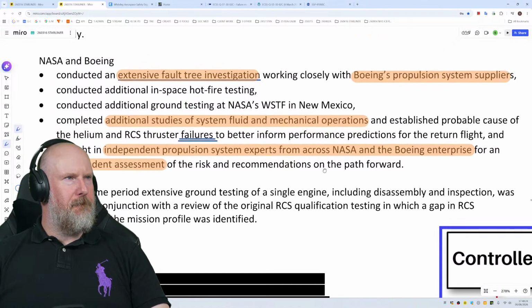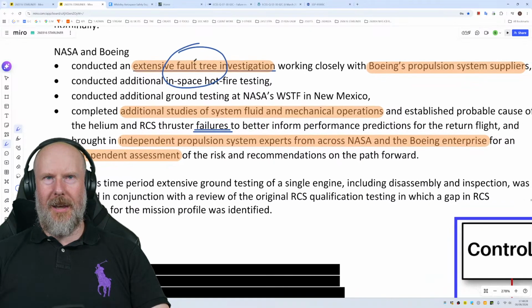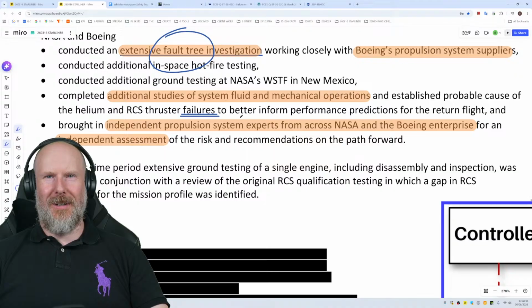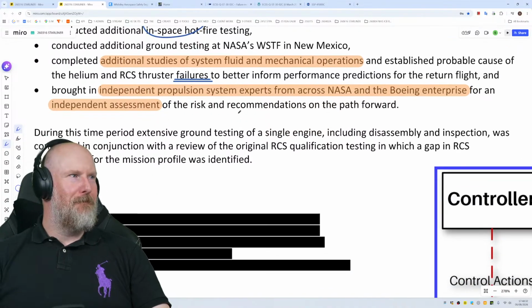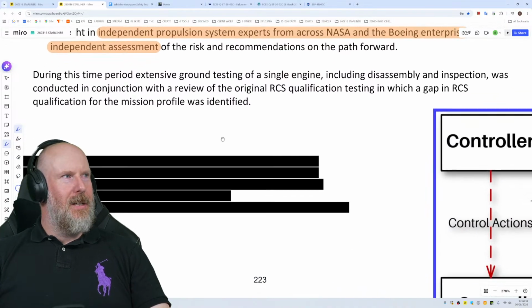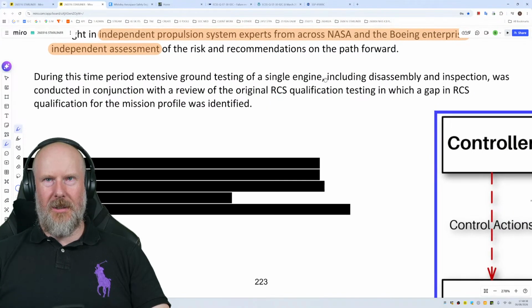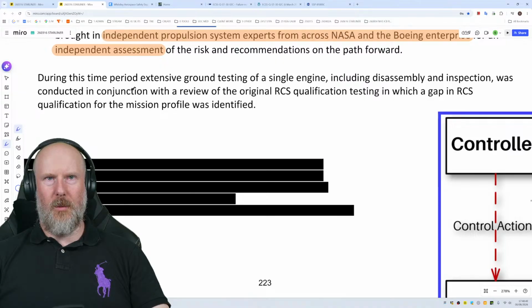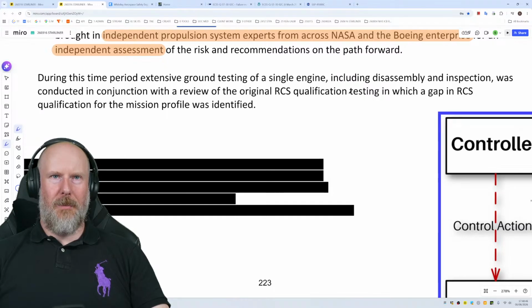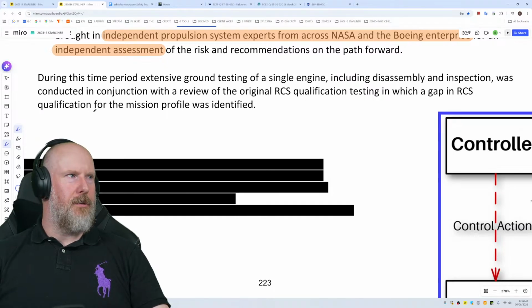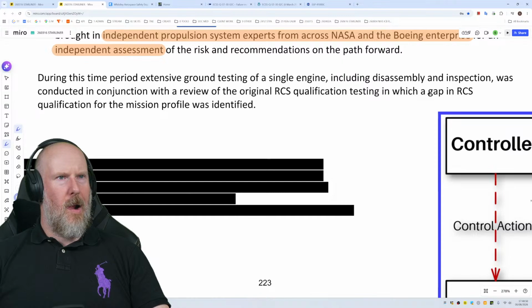Okay. So again, it'd be nice if it said we've done an extensive STPA or a CAST. Maybe next time. Hopefully there won't be a next time. During this time period, extensive ground testing of a single engine, including disassembly and inspection, was conducted in conjunction with a review of the original RCS qualification testing, in which a gap in RCS qualification for the mission profile was identified.